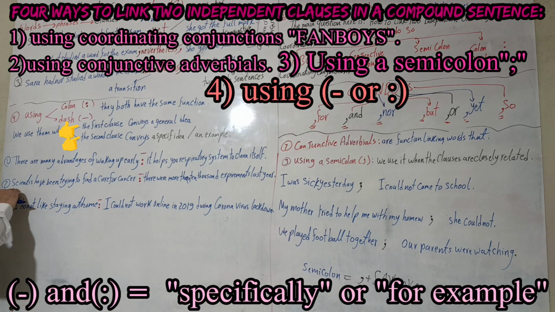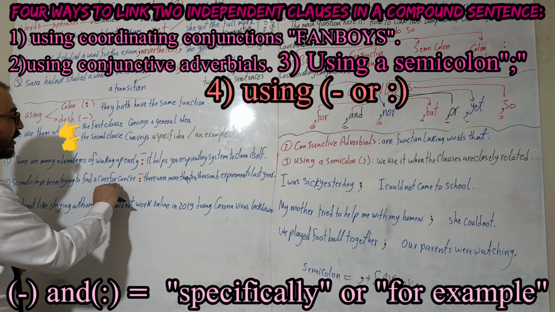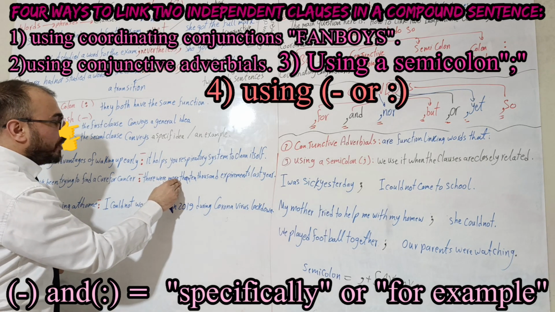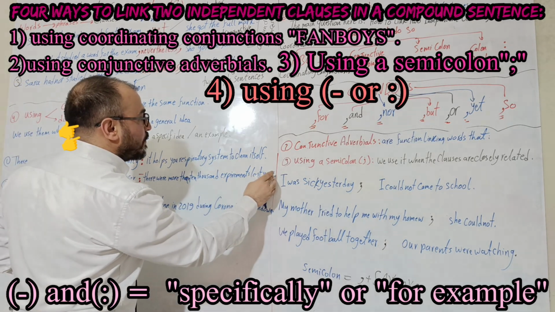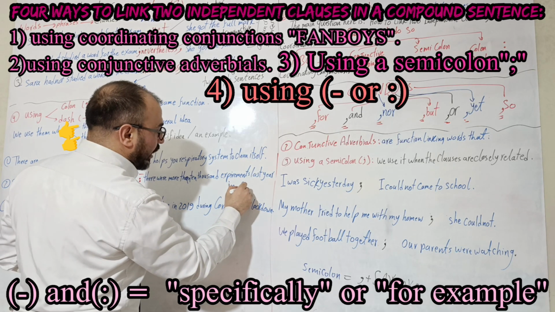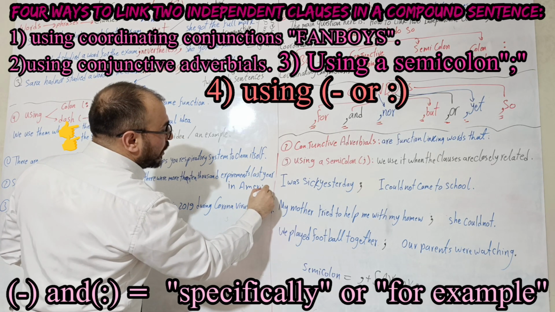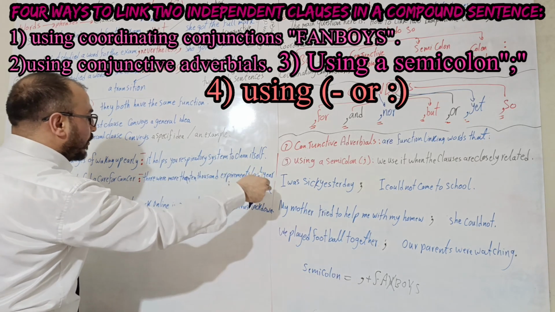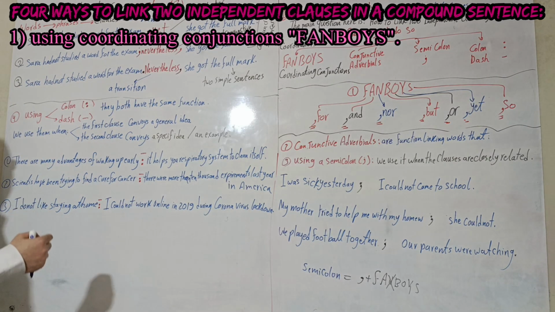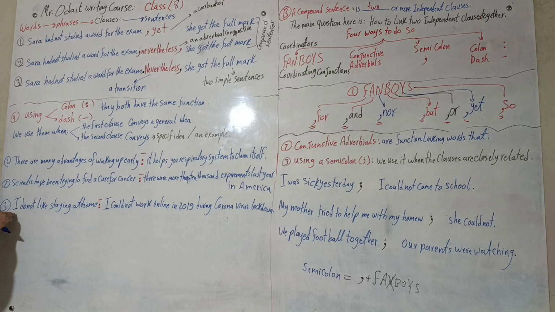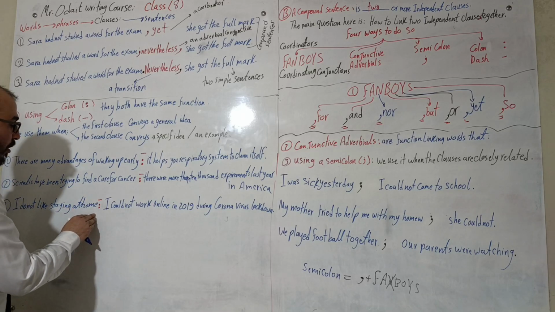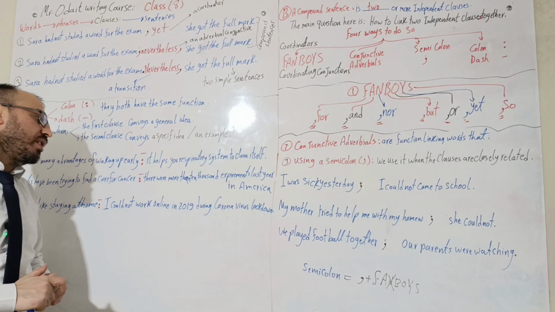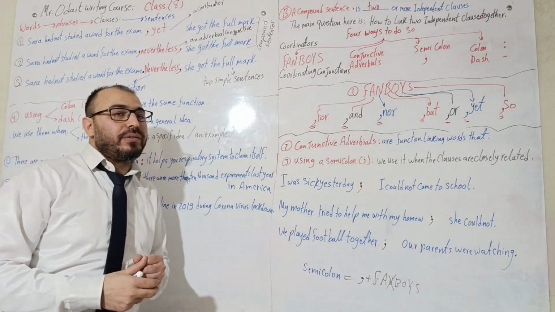And here, my friends, scientists have been trying to find a cure for cancer. Specifically, or for example, there were more than 10,000 experiments last year, for example, in America. In here, I'm giving an example. So the second one is an example. I can say, for example, there were more than 10,000 experiments. And here, I don't like staying at home. For example, I couldn't work online in 2019 during the coronavirus lockdown.